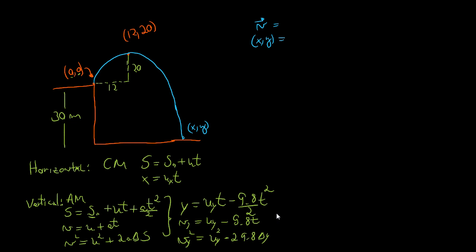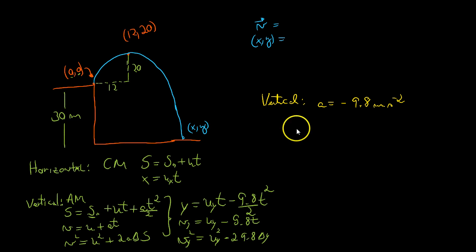Alright then, so we have two different motions. One in the horizontal, that's a constant motion, constant velocity, and one in the vertical, that's accelerated motion. Alright, what do we know? Let's talk about the vertical motion first. On the vertical, we know the acceleration. We know that a is minus 9.8 meters per second squared.